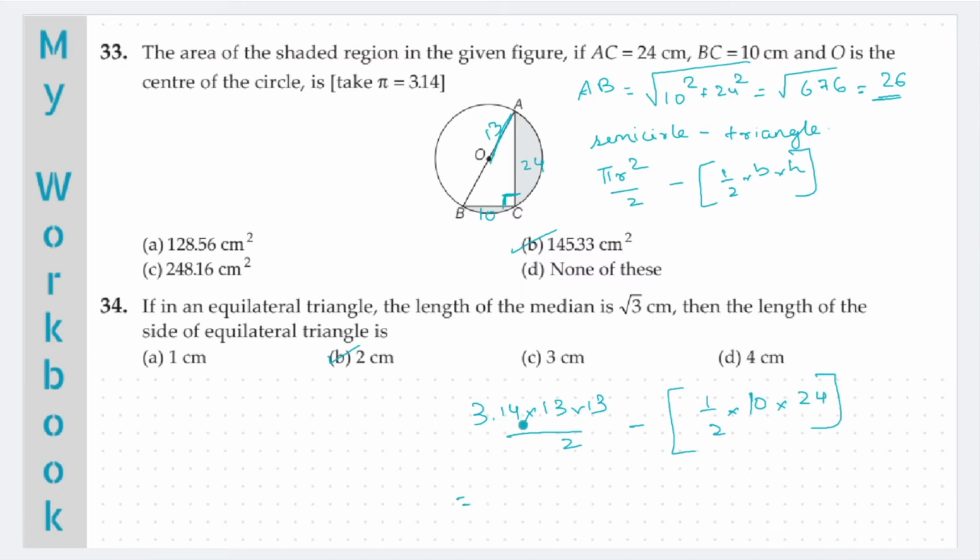So solving this, you will get 265.33 minus 120 and the final answer will be 145.33 centimeter square. So answer option B is the answer for this 33rd question.